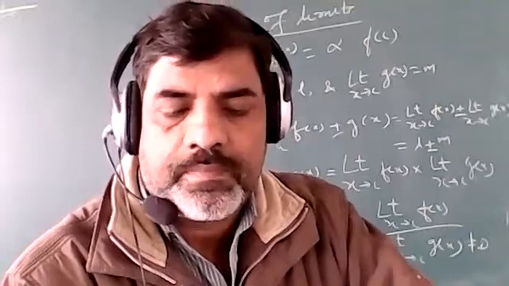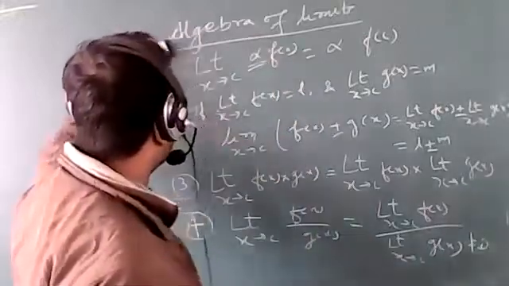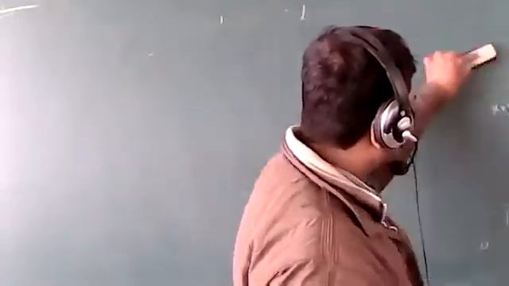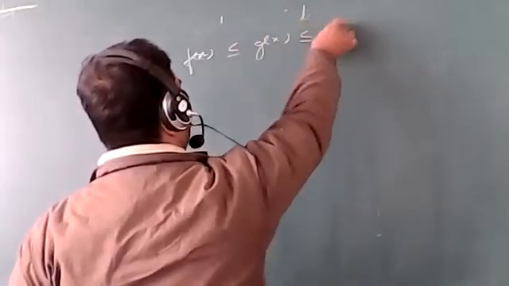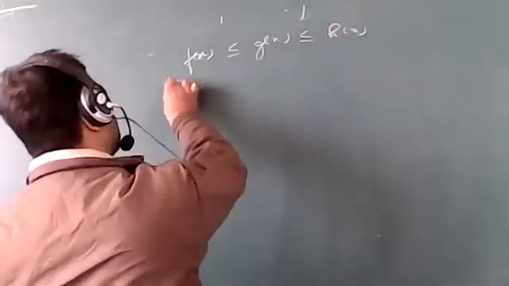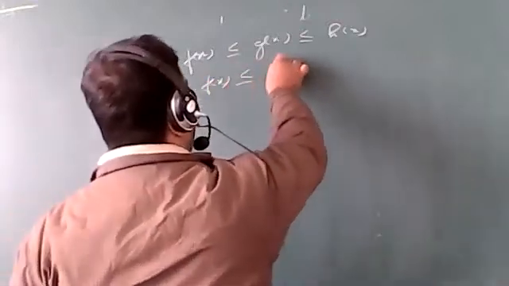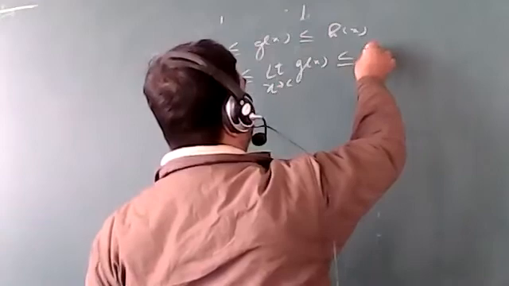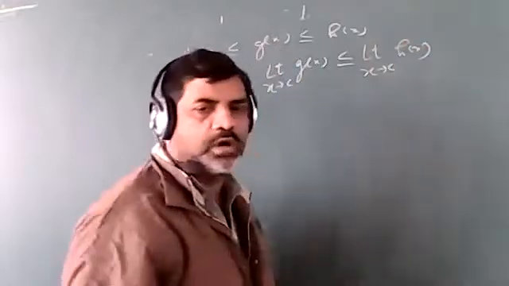the sandwich theorem. If we take three functions f, g, and h such that f(x) is less than or equal to g(x) is less than or equal to h(x), then if you take limit x tending to c f(x), it will be less than or equal to limit x tending to c g(x), and that will be less than or equal to limit x tending to c h(x). This theorem is called the sandwich theorem.